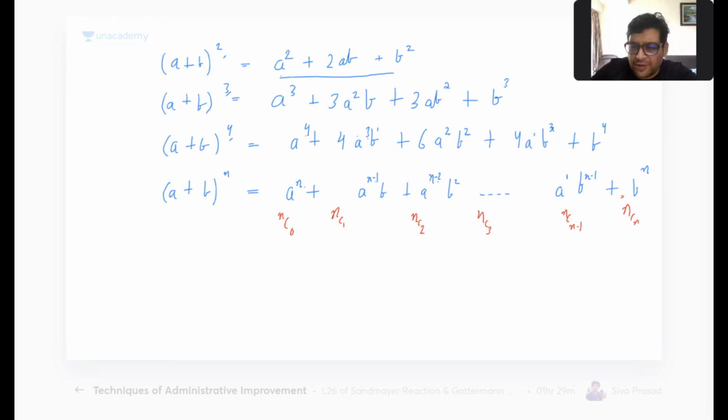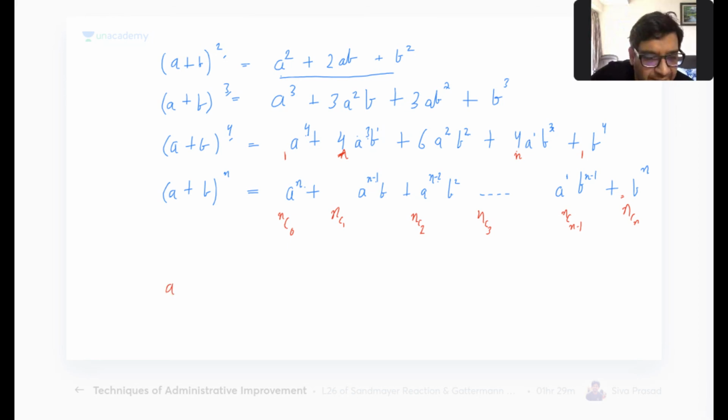For those of you who do not know, there isn't much to worry about. There isn't much to know. The fundamental idea, the only thing that you need to remember, is that the first coefficient will always be 1, the last one will always be 1, the second last one will always be n, and the second one will always be n.